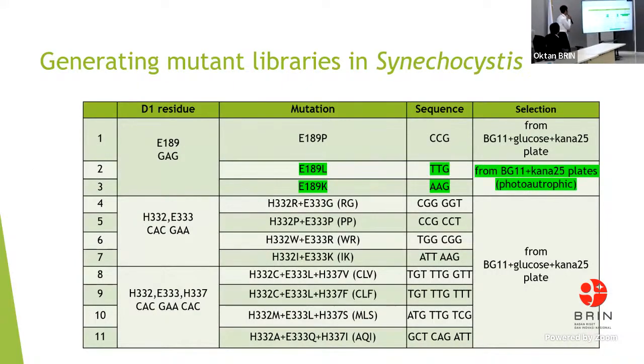Okay, then the next one is the libraries that have been created. The single residue is E189. We got 3 libraries, and 2 out of 3 grew phototrophically, which is a good indication. And then this is the 2 residues, and 4 of the 3 residues mutation.